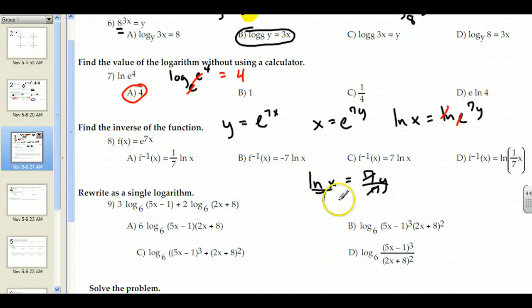And we get our inverse function. So f inverse x equals natural log of x over 7. Natural log of x over 7, same thing as this. The natural log is out to the side, we moved it over here and just replaced it with a 1, so same thing.